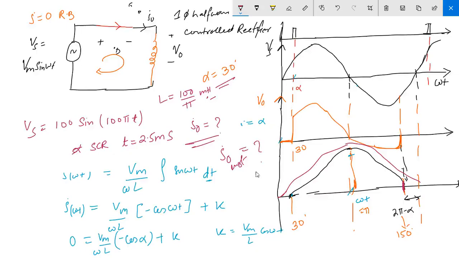So let us find out. This is one of the GATE questions, I think GATE 14. This is the question. If you can try it, it is very easy, but try it.